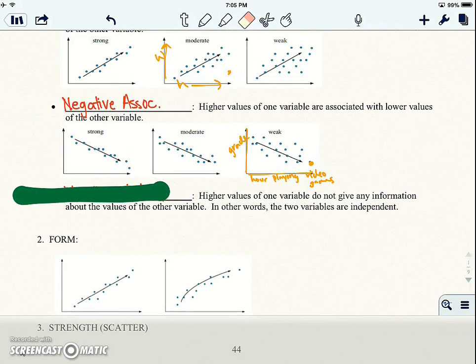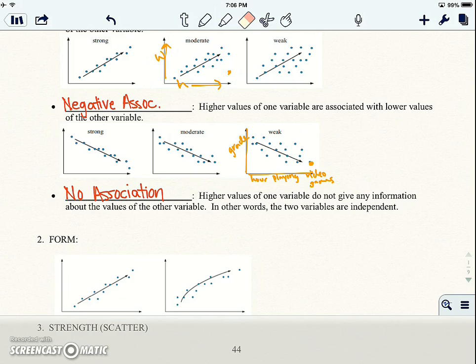Okay. Lastly, there just may be no association. Higher values of one variable do not give any information about the value of other variables. In other words, the two variables are independent. And there's lots of stuff like that. Okay, kind of a crazy example for no association could be something like, you might guess and say, the more you study, the more likely it is you have green hair. Okay, we know that that's not the case. You might have green hair because you have husky pride, but that's not going to go along with how much you study.